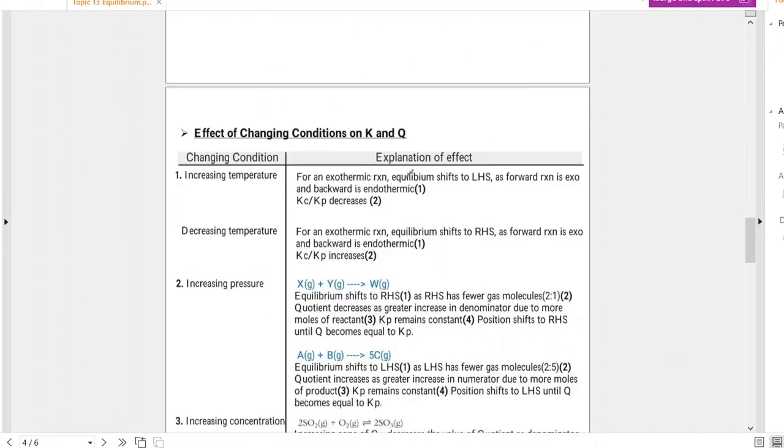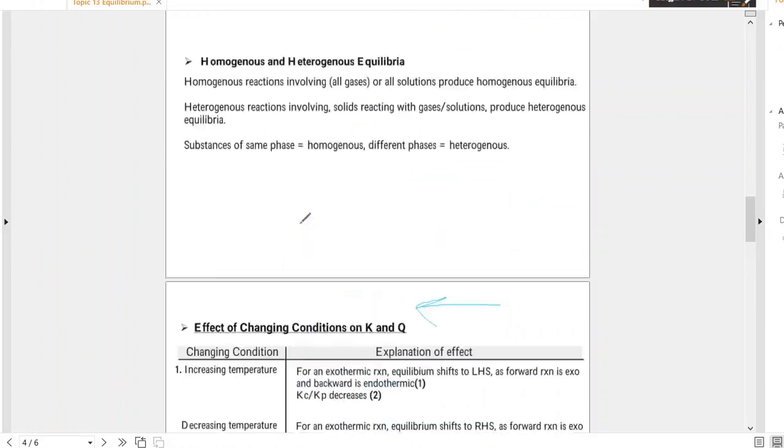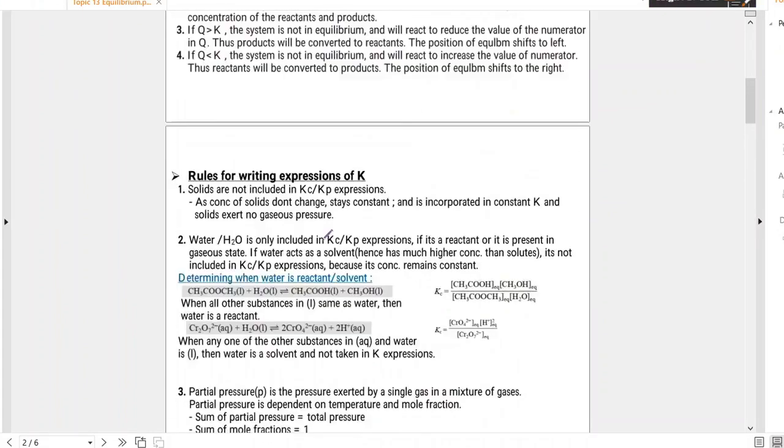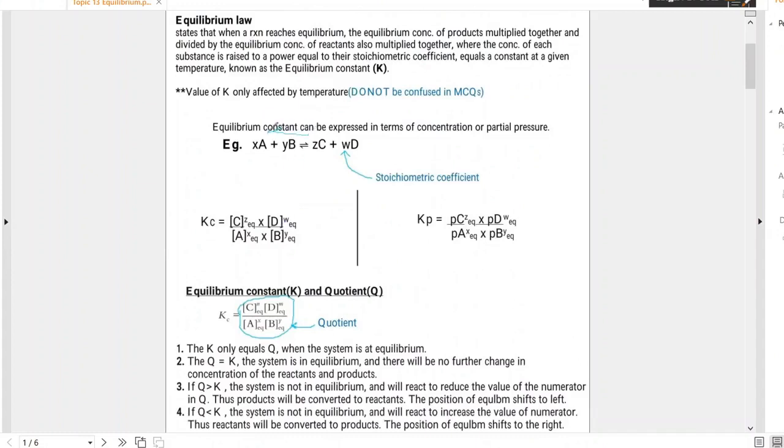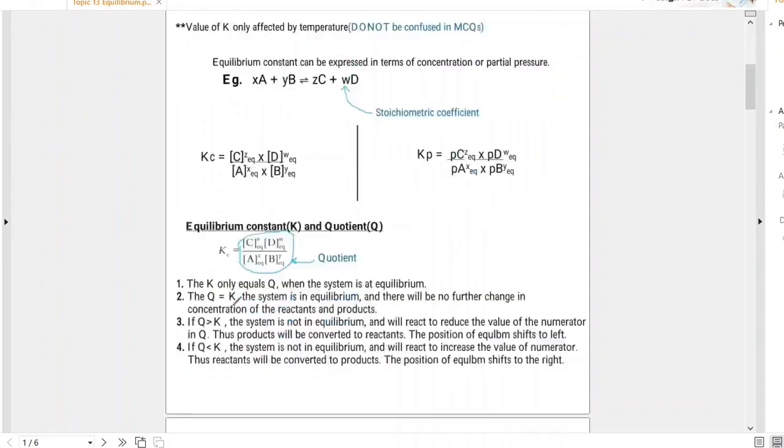So for an exothermic reaction, equilibrium shifts to the left-hand side, because the backward reaction is endothermic and the forward was exothermic. As forward is exo and backward is endo, equilibrium shifts to the left-hand side, the endothermic direction. So Kc and Kp decrease. Why? If equilibrium shifts to this side, the concentration of reactants increases and of products decreases. Therefore the numerator decreases, the denominator increases, and Kc decreases. Easy.